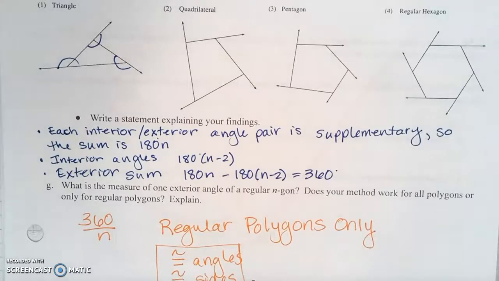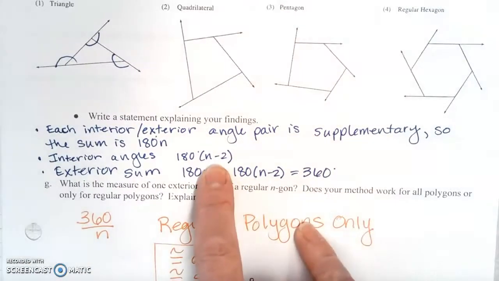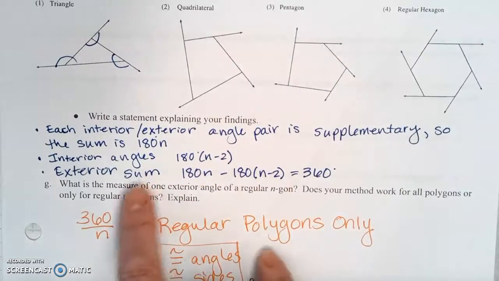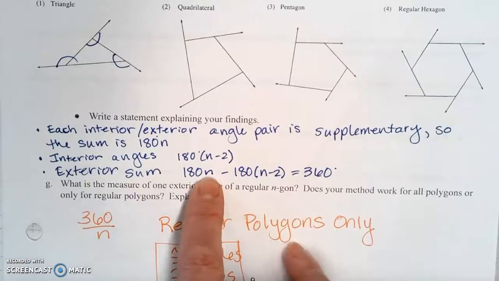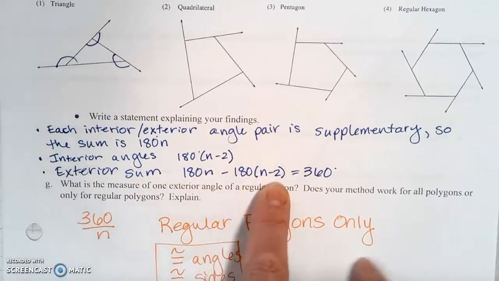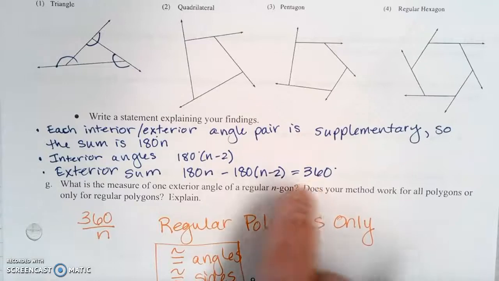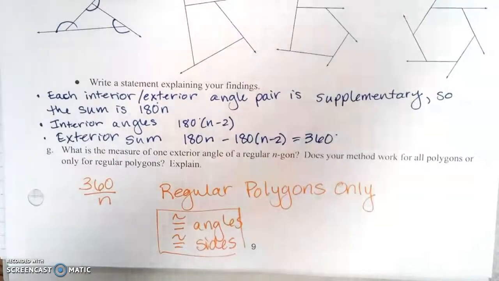at the sum of each interior and exterior pair, which is always 180 degrees, okay? Then we need to get the interior angles, which is 180 times n minus 2. And then we want the exterior sum, which is 180n minus 180(n minus 2), which always gets us back to 360. It's just showing it mathematically. You're not going to be asked that part. You're just going to write your answer, that it's always 360.